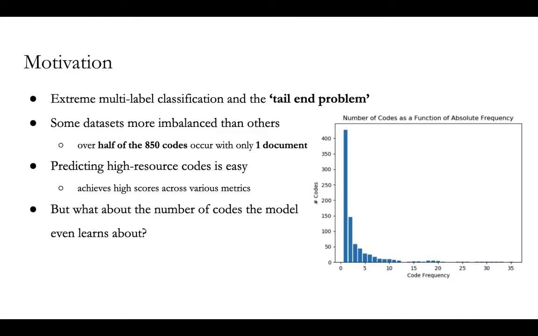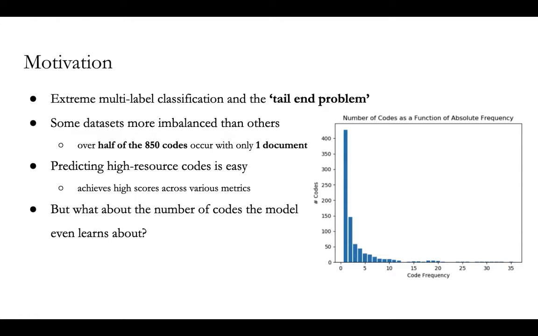ICD codes classification is part of extreme multi-label classification, which suffers from something called the tail end problem. This essentially means that the vast majority of the labels in a label space occur with very few positive training instances. In this data set in particular, there are 850 unique codes across all data splits, and over half of these occur with only one document. So this is a very imbalanced data set.